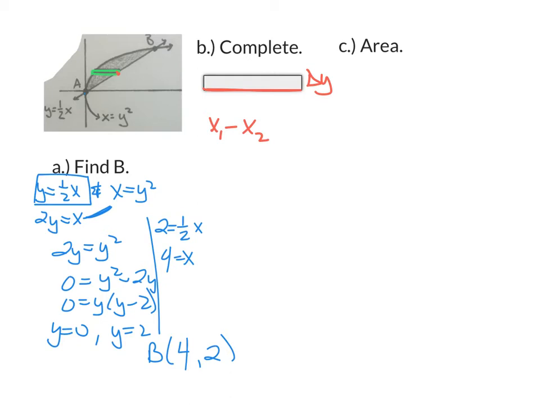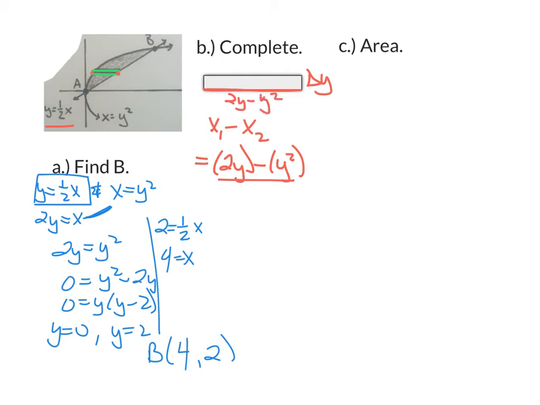In this case, that's the line y equals 1/2 x. In terms of y, that would mean that x is 2y. Then for the second curve, the one that's further to the left, that's on the parabola, and it says that x is y squared. So this would be the base of our rectangle, 2y minus y squared.